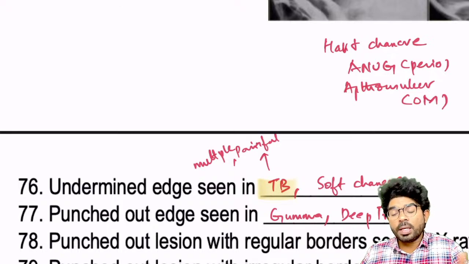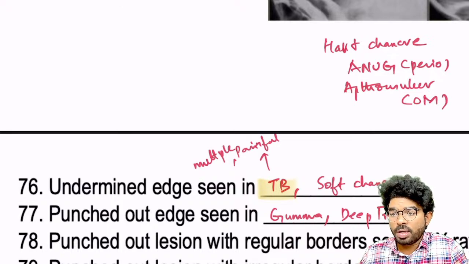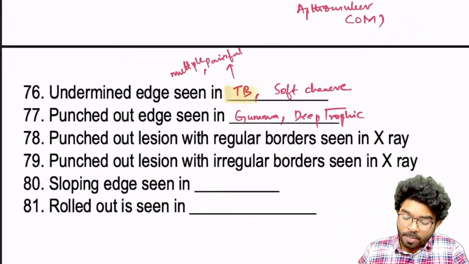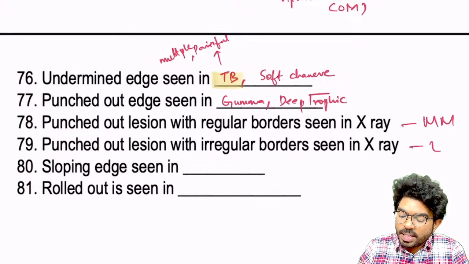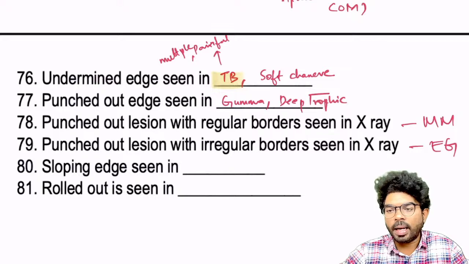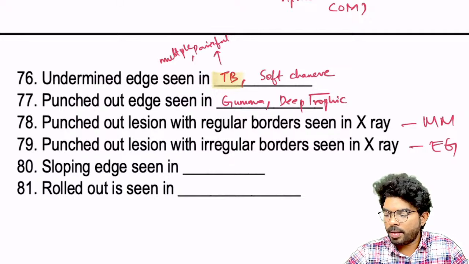Coming to radiology, wherever you find punched out, those are the next examples. So punched out with regular borders: regular is MM, and irregular is EG. Regular is your MM and your irregular is EG.